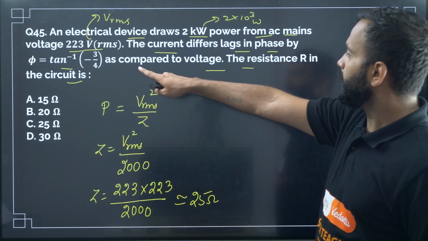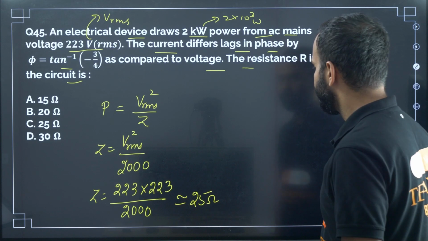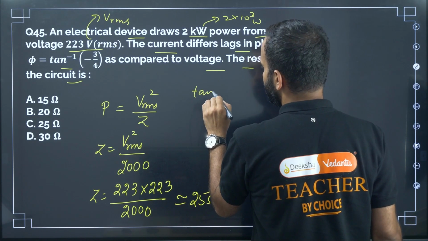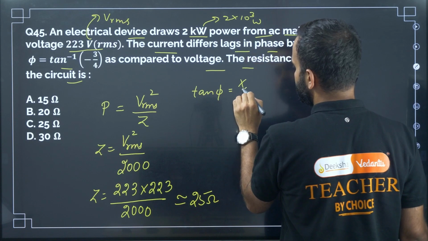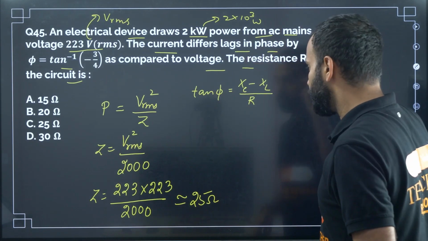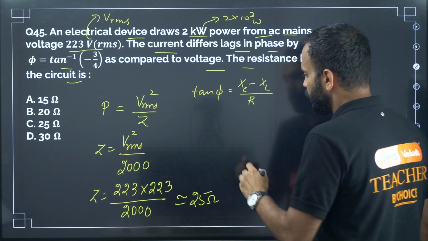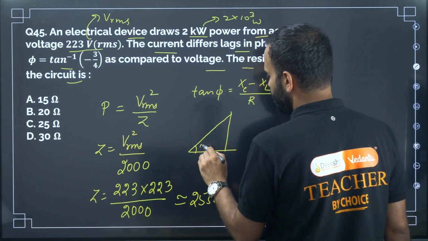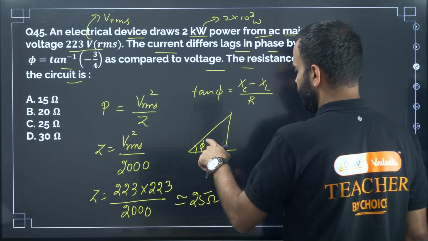Right? So now phi equal to tan inverse of 4 by 3. So we know that tan phi is equal to XC minus XL divided by R. Here this is the angle phi. Let's draw the phasor diagram. Okay, phi.